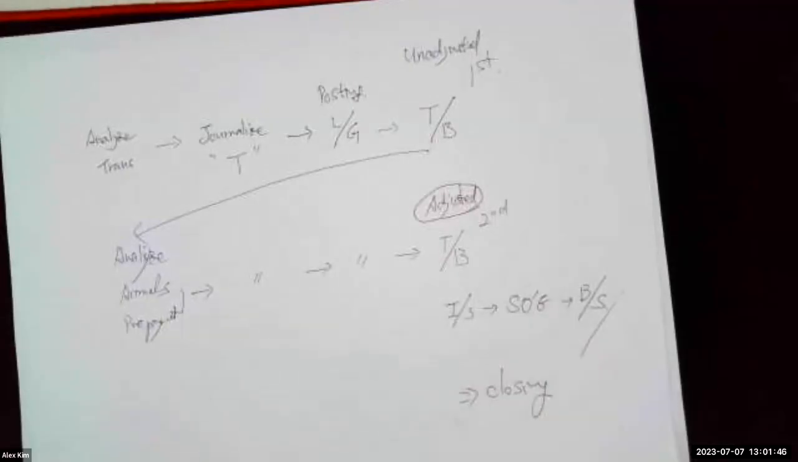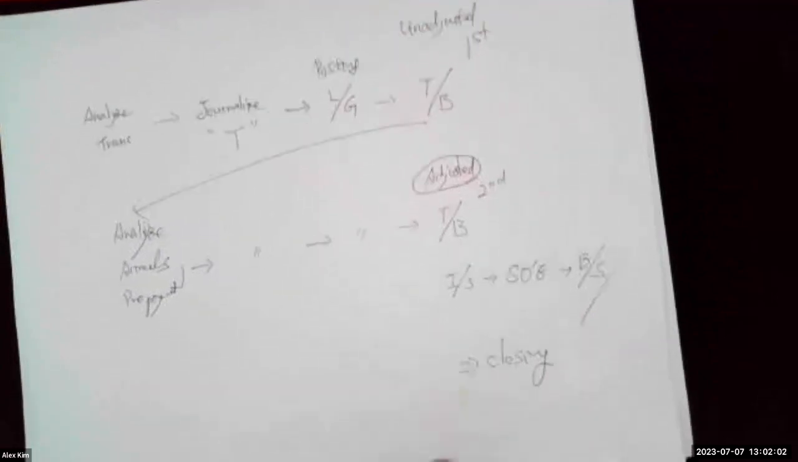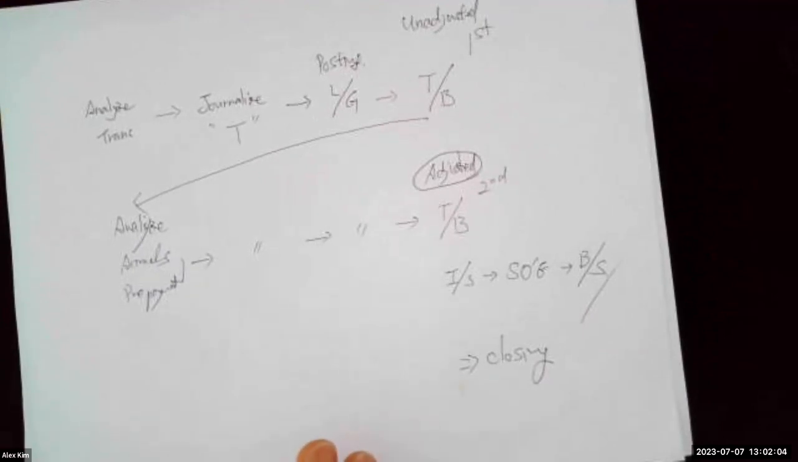We need to close all the temporary accounts. Temporary account means what? Only for the period. We are not going to update from period to period. Once we start a new period, we have to start from 0. So temporary accounts mean any account in the income statement plus withdrawals, drawing. You remember that? So first step, close revenue.